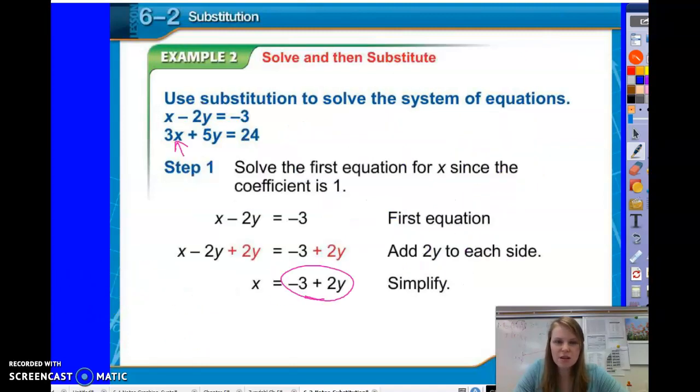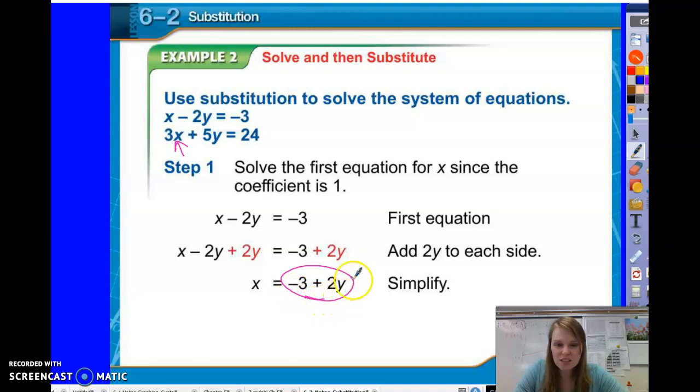Let's go through another example. It gets a little trickier if they don't already have one of the variables on a side by itself. This says use substitution to solve. So the first step here would be to get either x or y on a side by itself. In this equation, the book chose to get x on a side by itself because the coefficient is 1. That saves us a little work. So we would have to get rid of the minus 2y. So they did plus 2y, and now they have a definition for x.